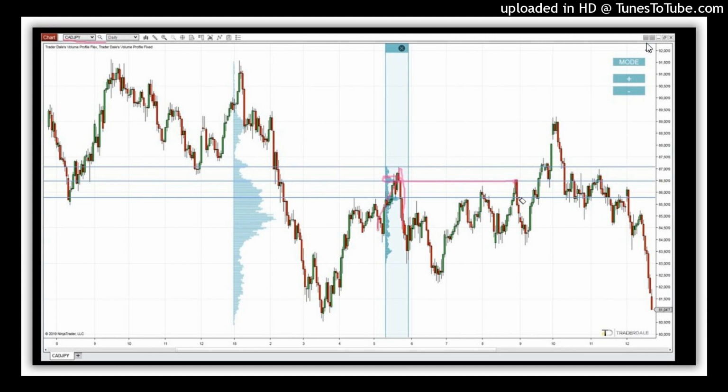This would be entry point. This would be the take profit. You wouldn't be able to take it, all right? With a volume-based take profit, this trade would have ended up as a loser.